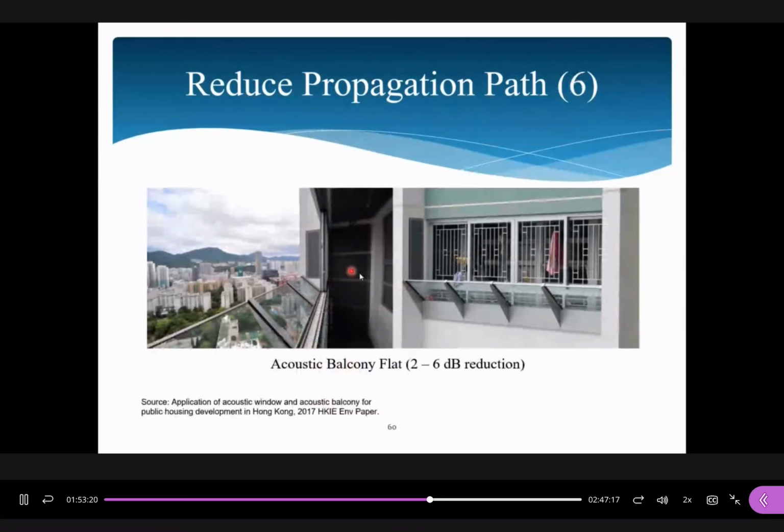Some buildings and public estates also install what we call acoustic balcony flats. These are small plates like this one, cantilever plates, and the use of these cantilever plates can help to reduce certain amounts of noise effects.